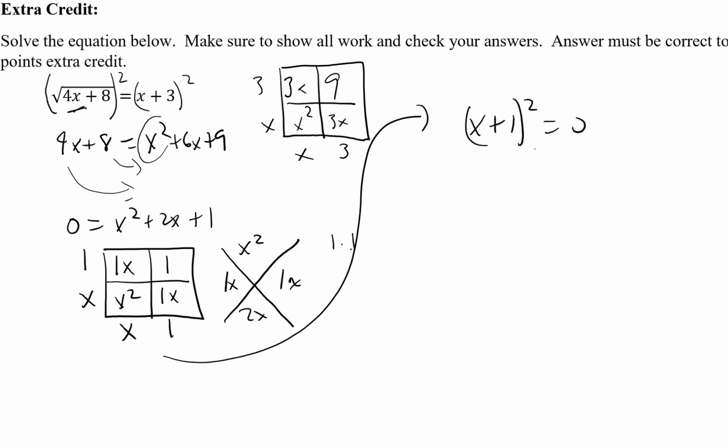So this is a perfect square, so we take the square root of both sides. And so the absolute value of x plus 1 equals 0. And then we know this is going to be x equals negative 1.